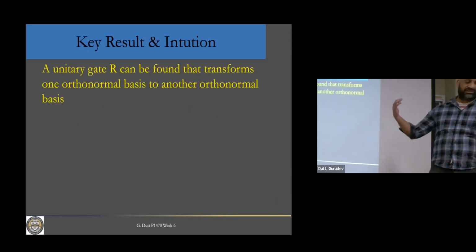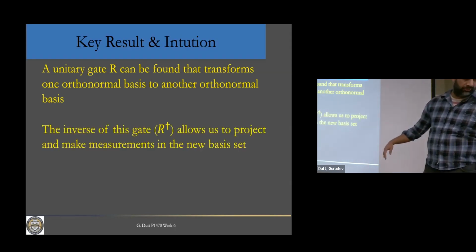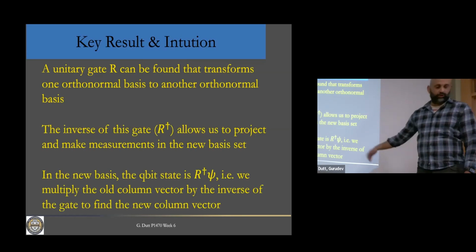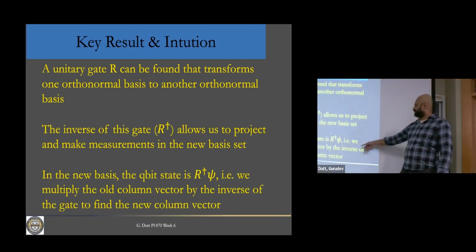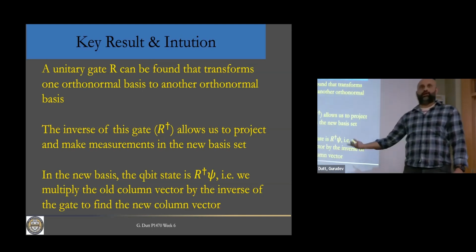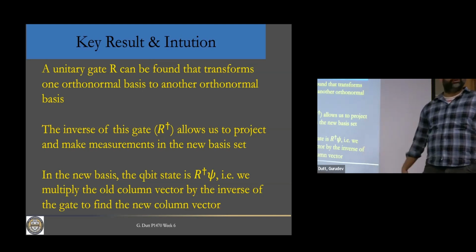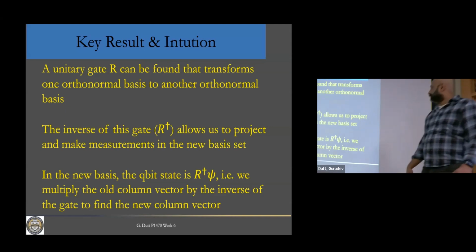So again, this is just outlining that intuition that I was just telling you. So that in the new basis, the qubit state is R dagger psi. So we multiply the old column vector by the inverse of the gate to find the new column vector, which I just wrote for you over there. Okay, it's just the same things. I just wrote it down on the PowerPoint.